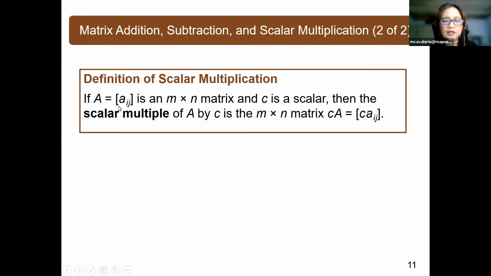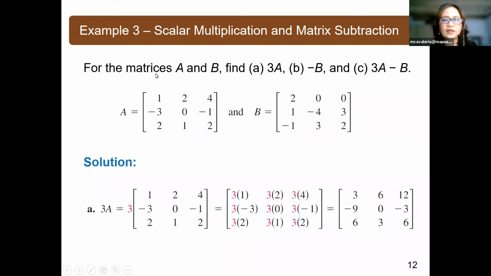If A is an m by n matrix with entries A sub ij, and c is a scalar, then the scalar multiple of A by c is simply the matrix cA, that is a product of each entry with c. For example, let us apply scalar multiplication on the following matrices.